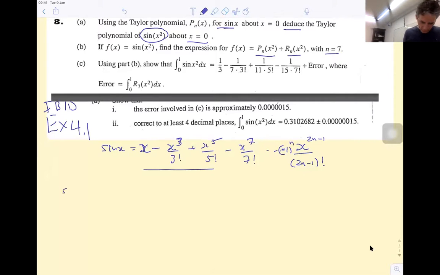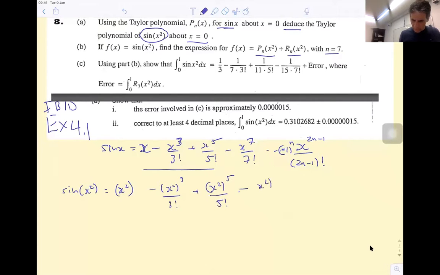Now, if they want sine of x squared, we've done this a number of times already, you just do a composition of functions, right? So it's x squared minus x squared cubed over 3 factorial plus x squared to the 5 over 5 factorial minus x squared to the 7 over 7 factorial, and the general term is negative 1 to the n times x squared to the 2n minus 1 over 2n minus 1 factorial, okay?